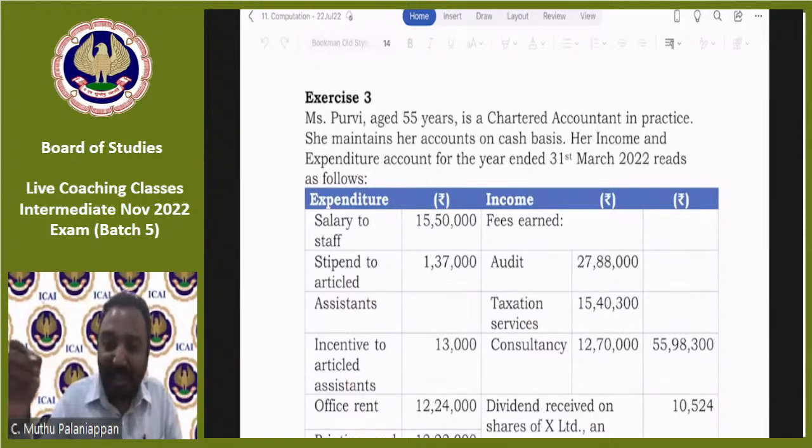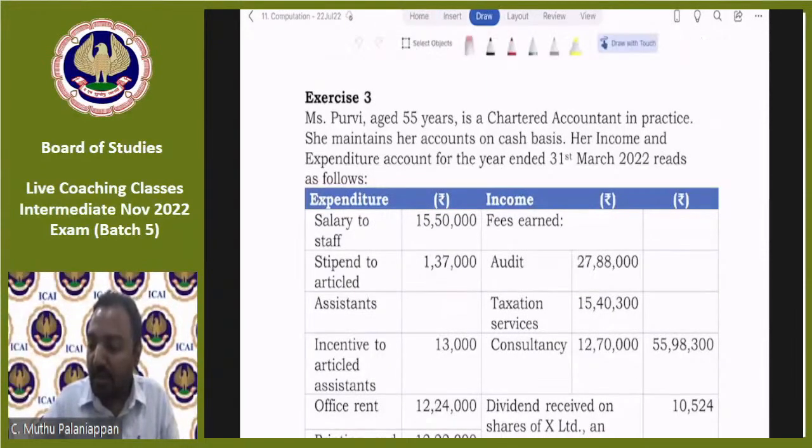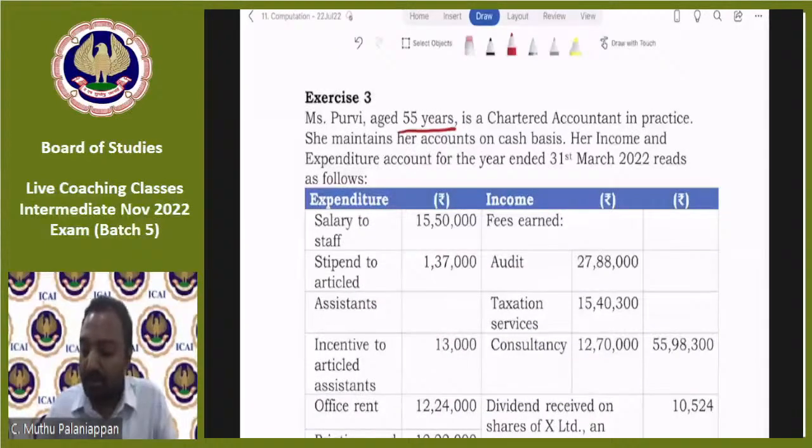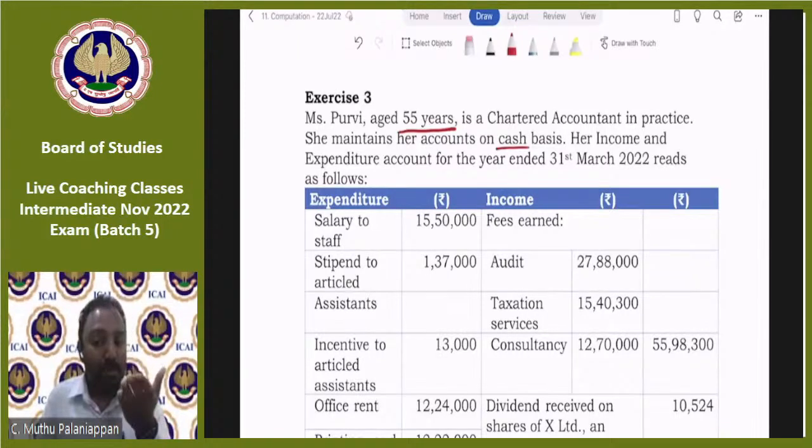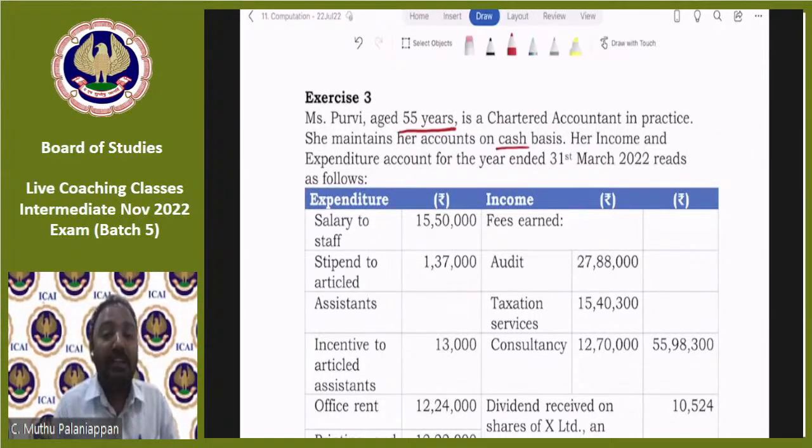Miss Purvi, she's aged 55 years. So why is this important? Age is important to understand the tax slab, which slab to apply. It is about chartered accountant practice. So she is doing a chartered accountant course. She maintains her accounts on cash basis. Books of accounts can be maintained on two bases: cash and mercantile. Why is this important? If it's mercantile, even something which accrues needs to be claimed as expenditure. But when it comes to cash basis, only if it is actually incurred do you need to consider it.